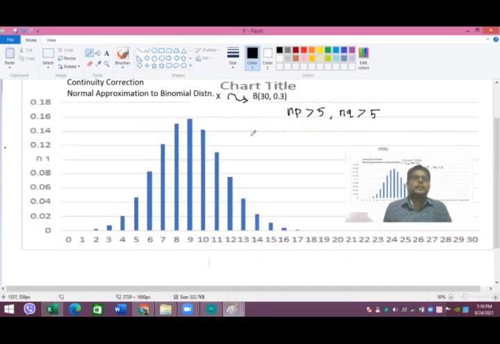So let's now see how we can connect the binomial distribution case to the normal distribution case. That means how it is possible to use the normal distribution to find the binomial probability, and this is called the normal approximation to the binomial distribution. And there is a term called continuity correction, because the binomial distribution is not a continuous distribution, it is a discrete distribution, while the normal distribution is a continuous distribution.